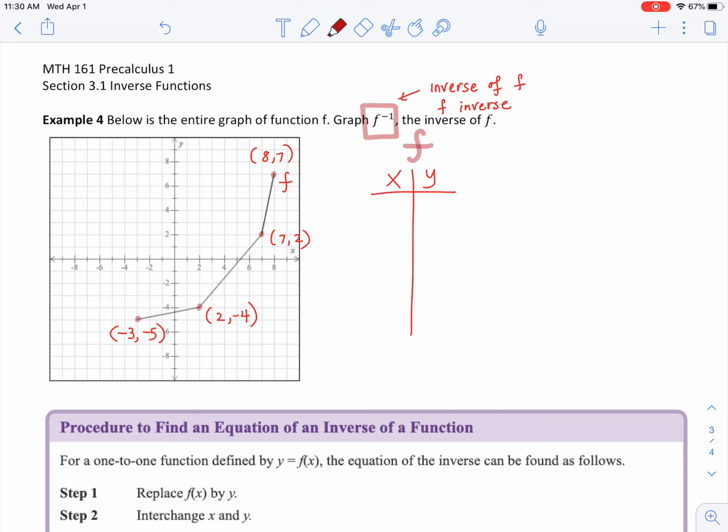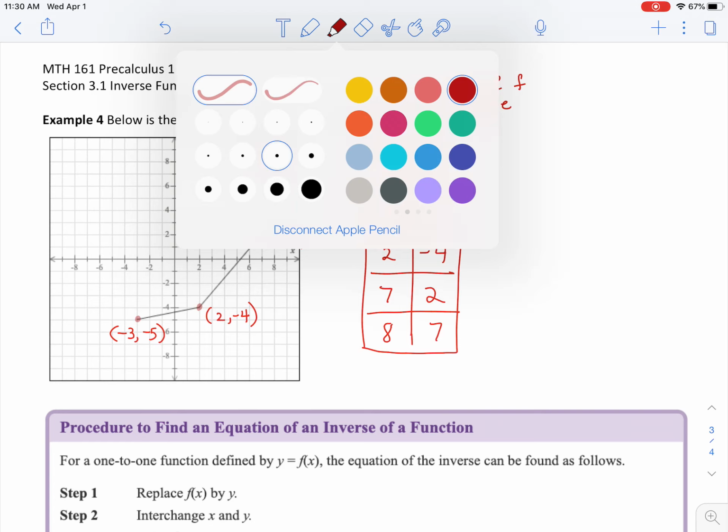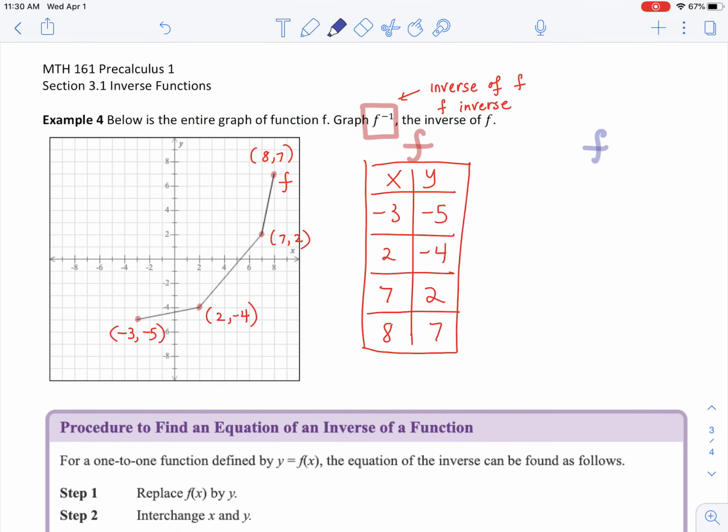Now, let's do that little table. So this is our f. f had -3, -5, 2, -4, 7, 2, and 8, 7, right? That was the input and output of our f.